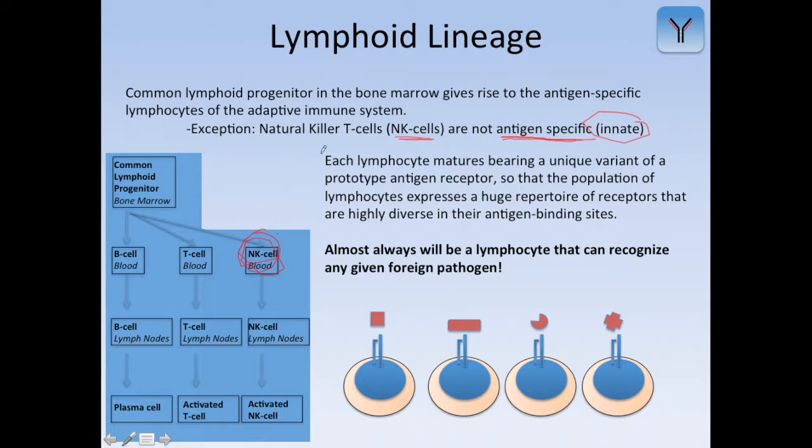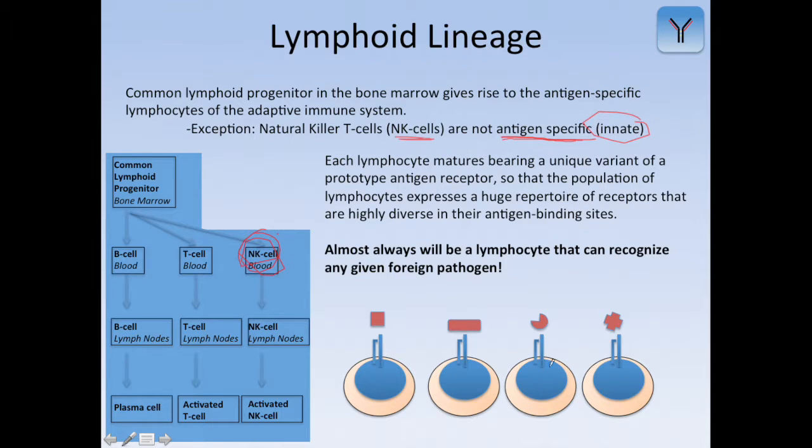Okay. So each lymphocyte matures bearing a unique variant of a prototype antigen receptor. The population of lymphocytes expresses a huge repertoire of receptors that are highly diverse in the antigen binding sites. Essentially, what this means is that if you collect all the different antigens that your lymphocytes can bind to, they can bind to nearly anything. And this is key to their survival, since antigen binding is what allows clonal expansion, which really just means the survival, proliferation, and differentiation of these cells. So there will almost always be a lymphocyte that can recognize any given foreign pathogen.